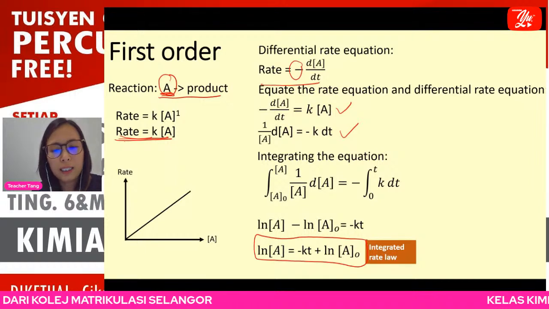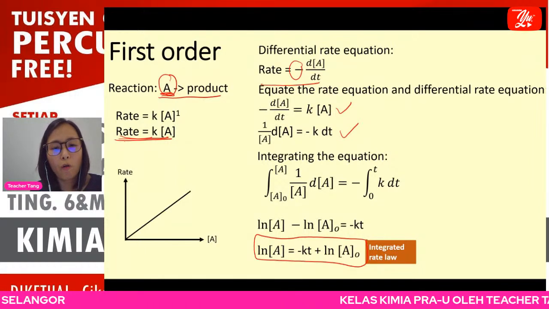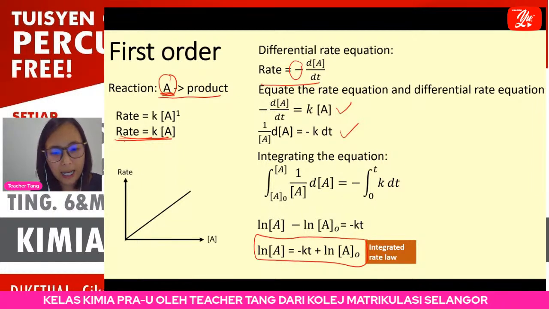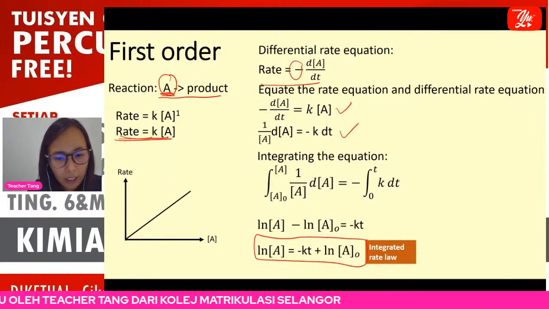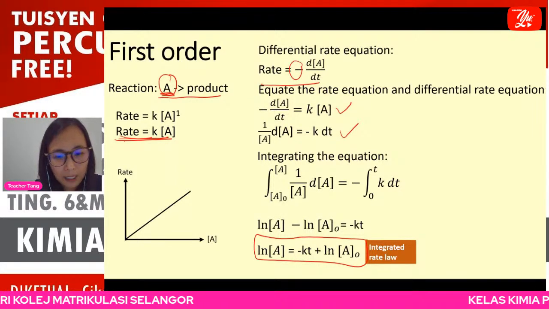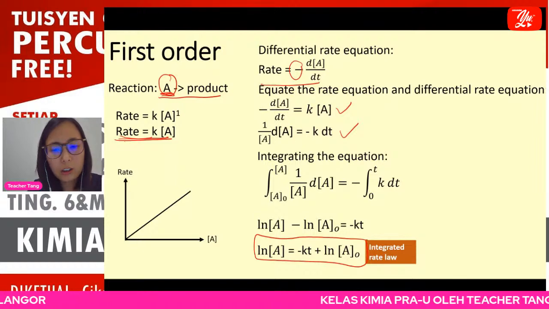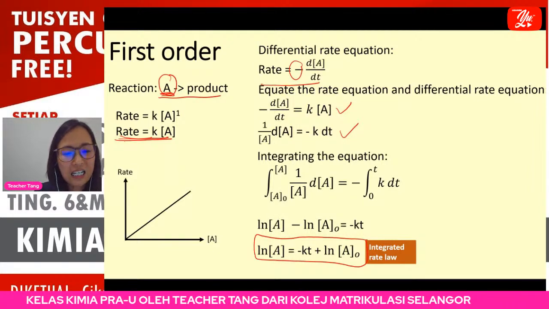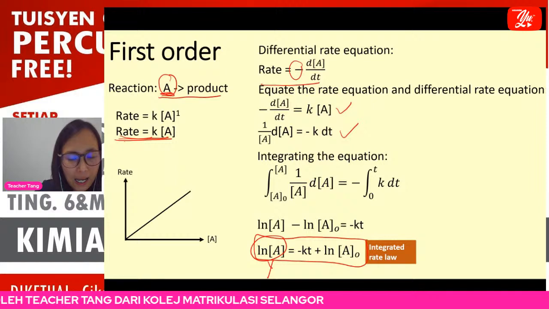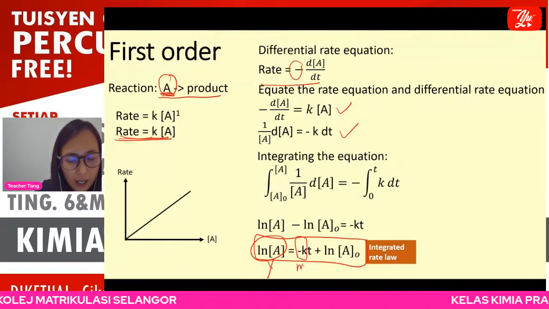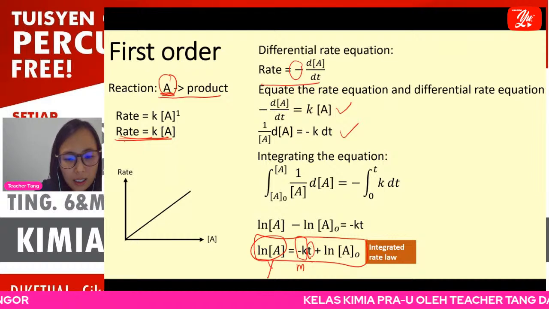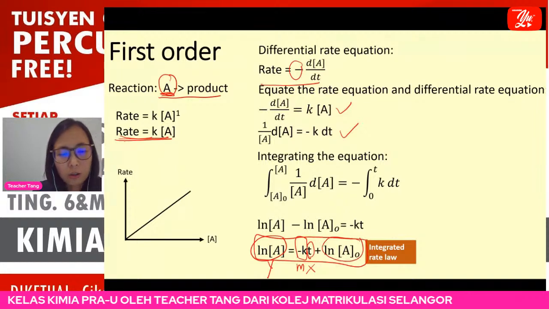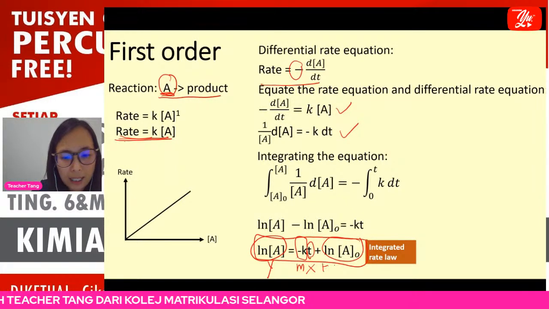But now, this is for the first order reaction. For the first order reaction, the integrated rate law equation is ln [A] equals the negative rate constant multiplied by time, plus ln [A]0, the initial concentration of reagent A. Okay, and from this equation, again, this is a linear equation. So ln [A] is the y, the negative rate constant is the gradient of the graph, t time is the x-axis, and ln [A]0 is the y-intercept.